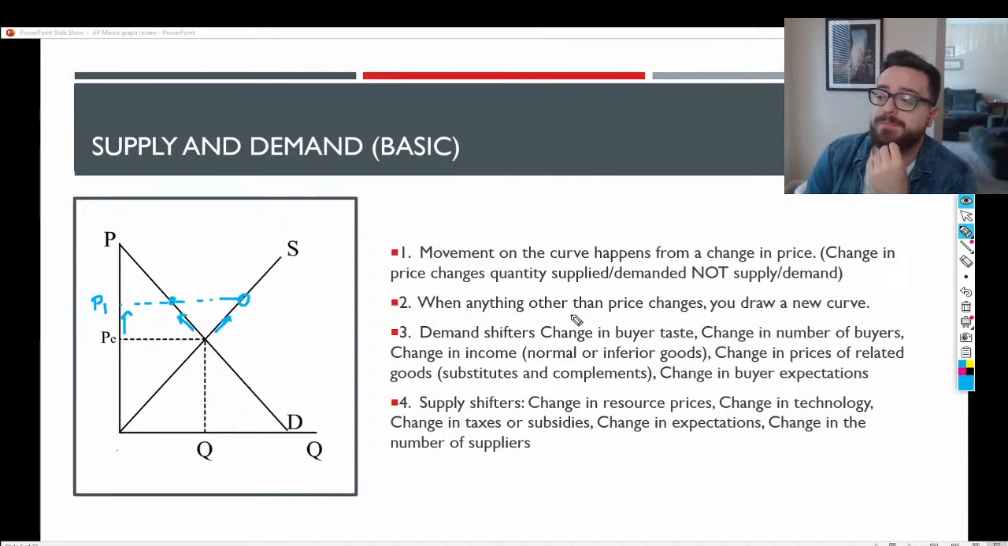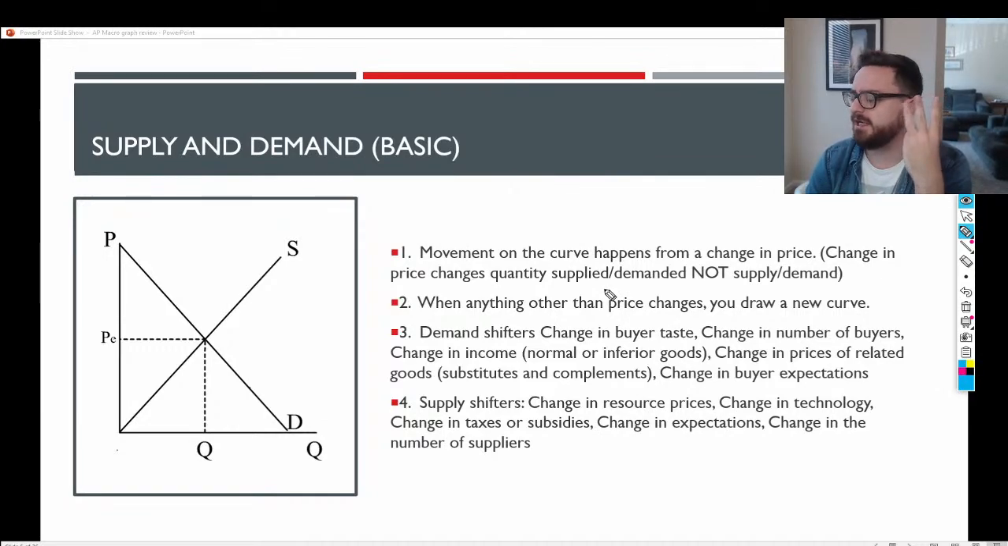When anything other than the price of the good changes, you will probably have to draw a new curve, meaning you will have to shift the supply or the demand graph. For demand, the shifters, the acronym I use in my class is TRIPE. That's taste and preferences, the price of related goods, income, population, and expectations of future price changes.